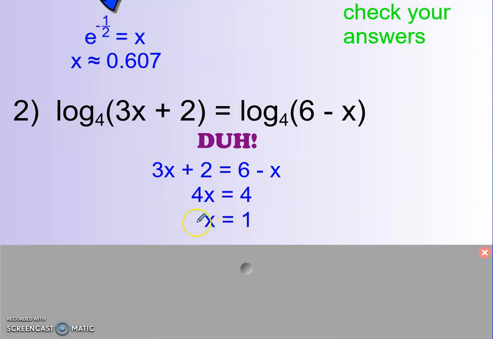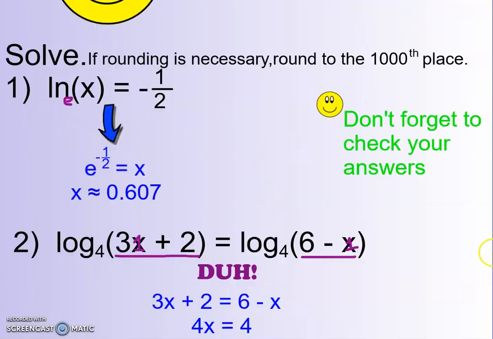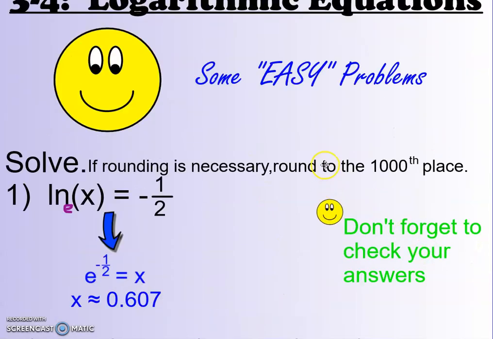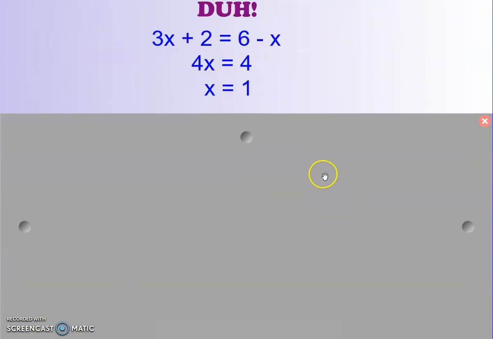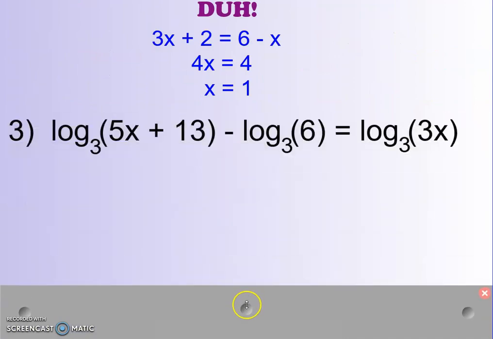And again, we want to check our answers. We want to put a 1 back in here for x and make sure that these numbers inside the logarithm check out. They can't be negative. They can't be 0. And sure enough, 3 times 1 plus 2 is 5. 6 minus 1 is 5. Everything's okay. These problems aren't super bad. They're kind of some easy problems. Let's take a look at one last problem here.